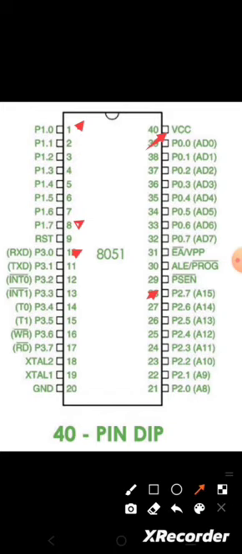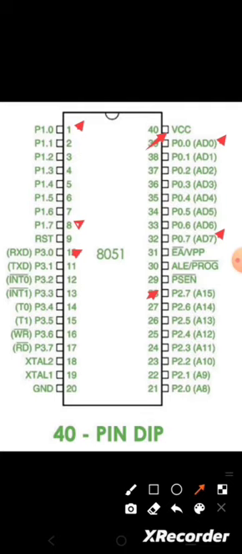That means, for example, we consider the first port 0. The port 0 can be used as input or output port, as well as the address or the data lines, that is represented as AD0 to AD7. And next, port 1, as we already discussed, is only used as the input and output lines, and it does not have any dual function.